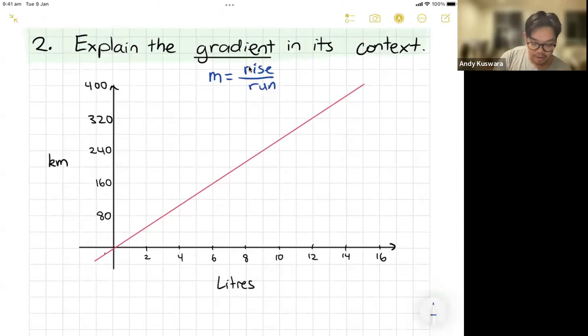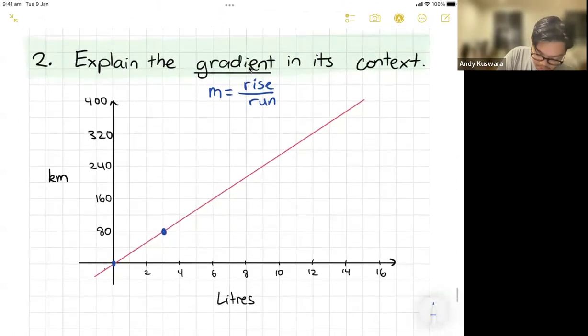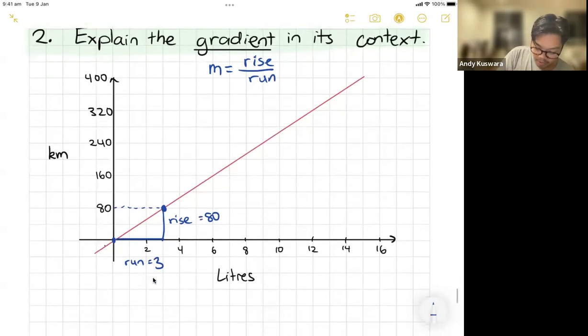So if I'm talking about our M, I'm going to pick 2 points that I know. I can see here that if I draw a little right angle triangle just here, there's my rise, there's my run. I can see that my run is 3 and my rise here is 80, just going off not the squares, but the actual values that are on my axes. So in this case, my gradient is rise, which is 80, over run, which is 3.